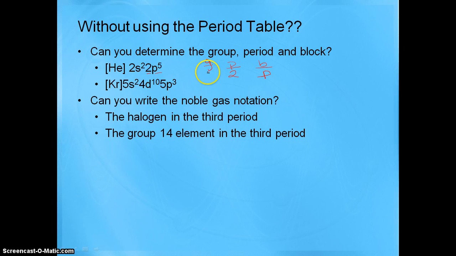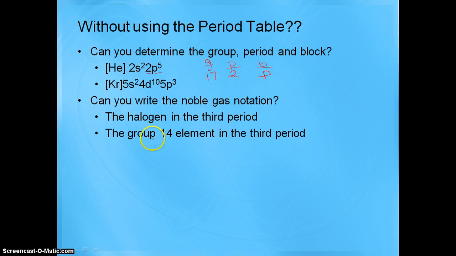Now the group is where you actually have to do some memorization and some counting. You look at your last block. What block are you in? We said we were in the P block. If we're in the P block, you have to remember where the P's start on your periodic table. P's start at what group? 13. So 13 is your first one. I'm at P5, so 13, 14, 15, 16, 17. I am in group 17.